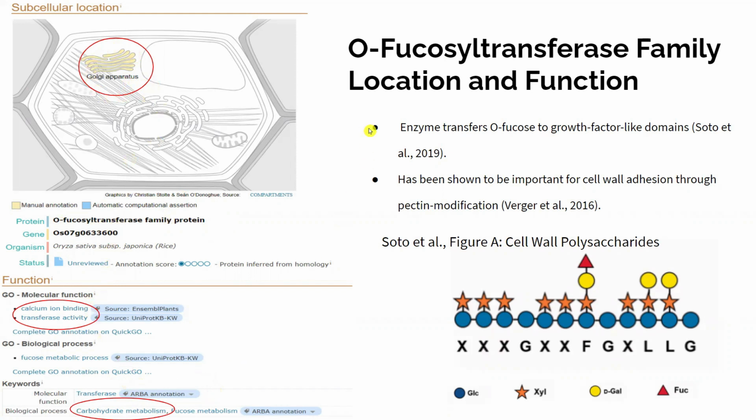Literature review revealed that this enzyme transfers an O-fucose group, which is similar to glucose or a type of monosaccharide, to growth factor-like domains. It's also been shown to be important for cell wall adhesion through pectin modification, which has led us to believe that it could be implicated in plant growth, especially through cell wall adhesion and regulation. This figure from Soto et al.'s 2019 paper shows this red triangle fucose being added on top of cell wall polysaccharide, again reinforcing the importance of this enzyme in cell wall adhesion.